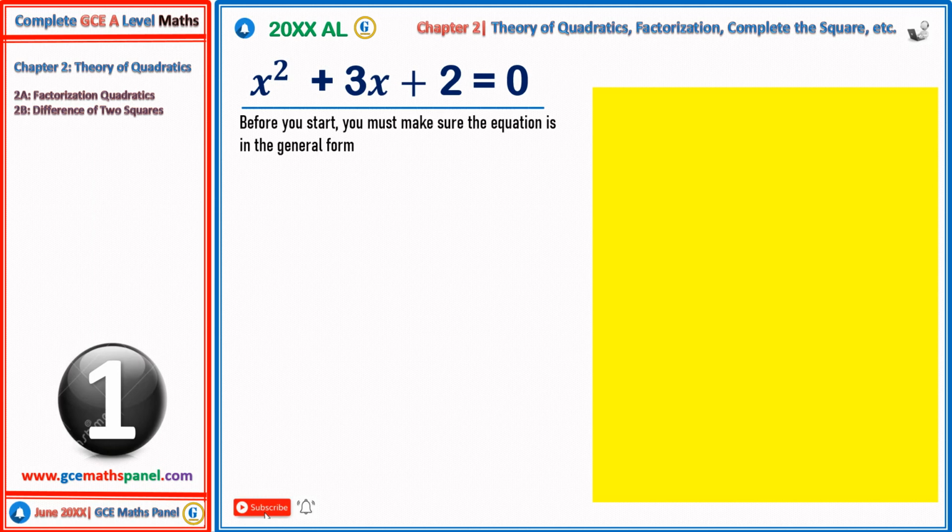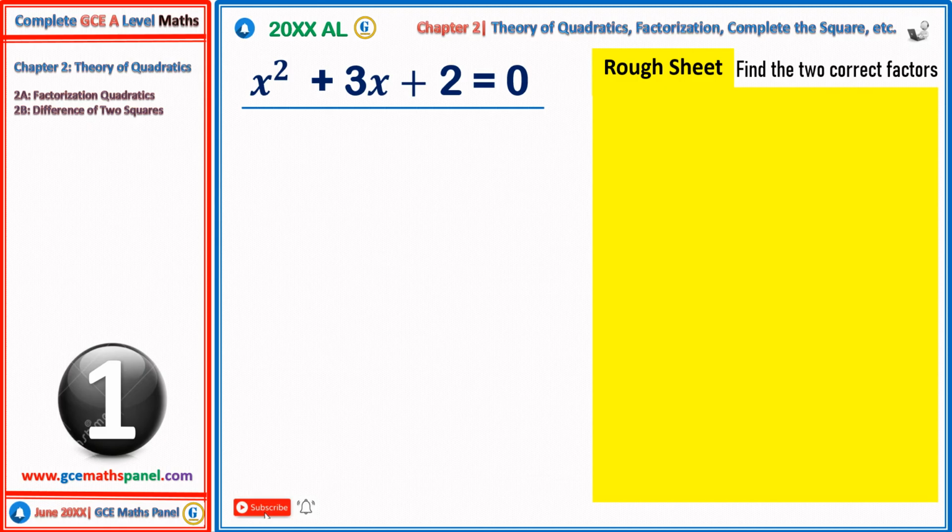Before you start, you must make sure that the equation is in the general form ax squared plus bx plus c equals 0. Let's get to a rough sheet and see how we can do this factorization. The first thing to do is to find two correct factors that we can use in breaking down this middle term into 2, such that we are going to have 4 terms on the left hand side, because it is easier to factorize when we have 4 terms than when we have 3 in the world of quadratics.